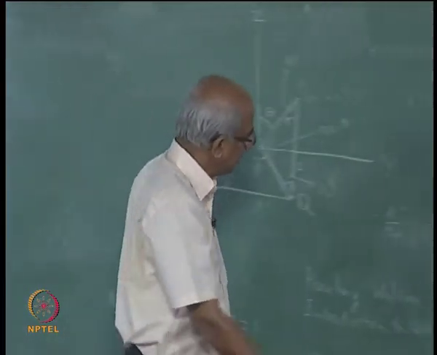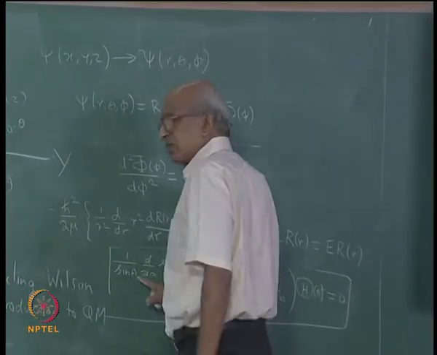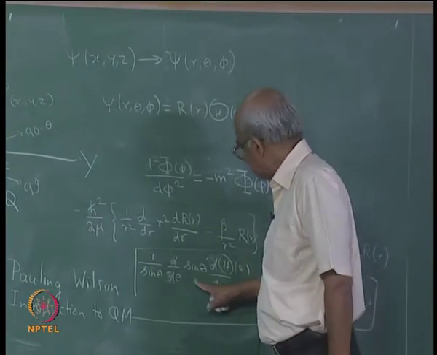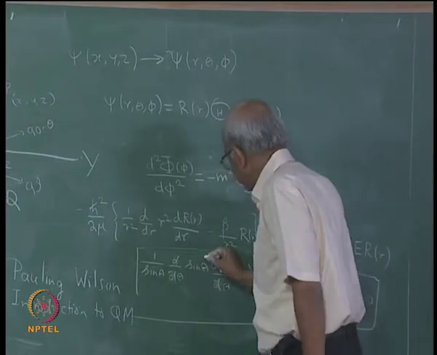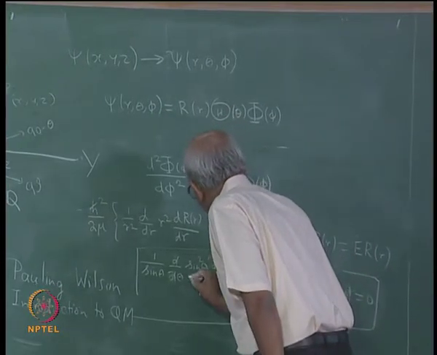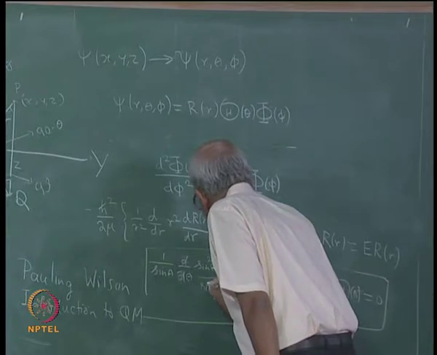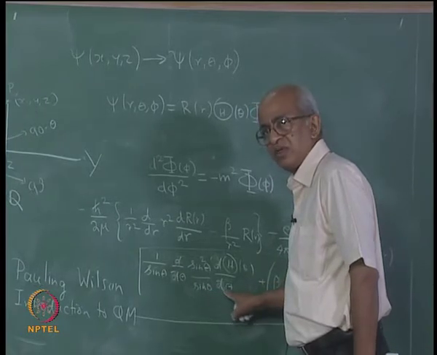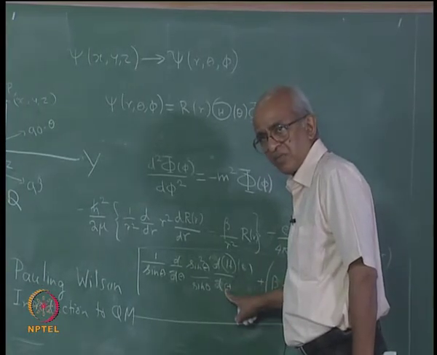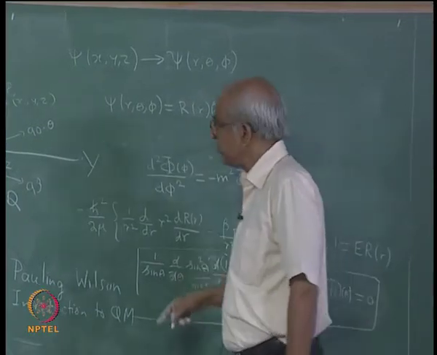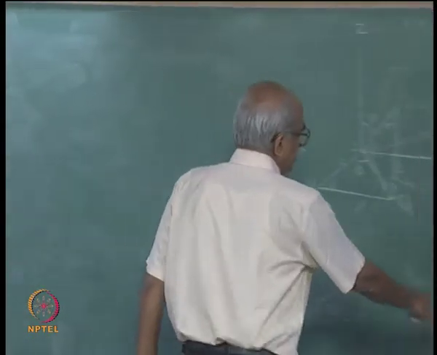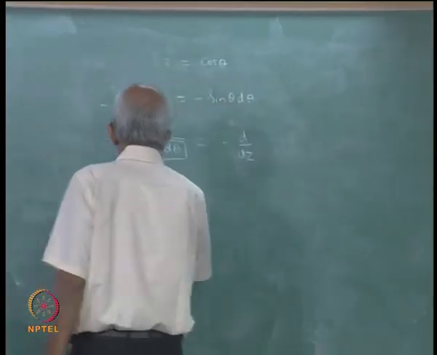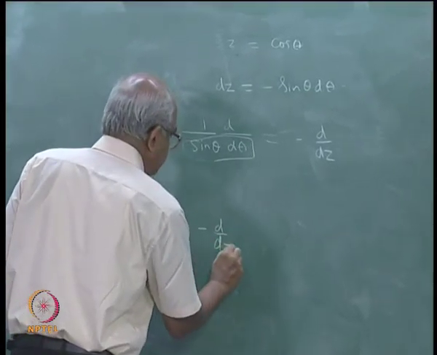Because you have 1 by sin theta d theta here. But then you may say, well, there is a sin square theta here, so what I am going to do is put a sin square here and introduce another sin theta here, so that there also I have sin theta d theta. So, let us see what happens to this equation. The way it is written, it is going to become minus d by dz.